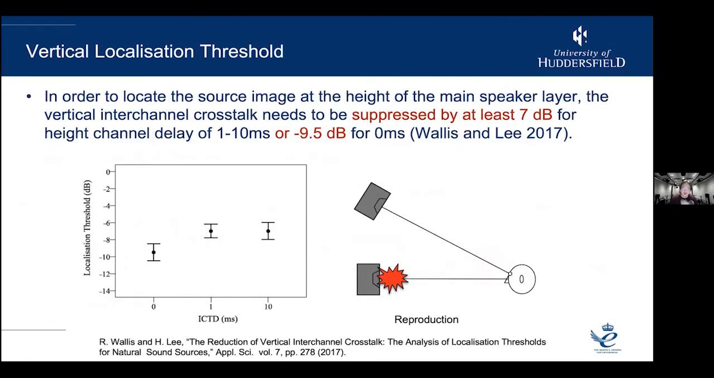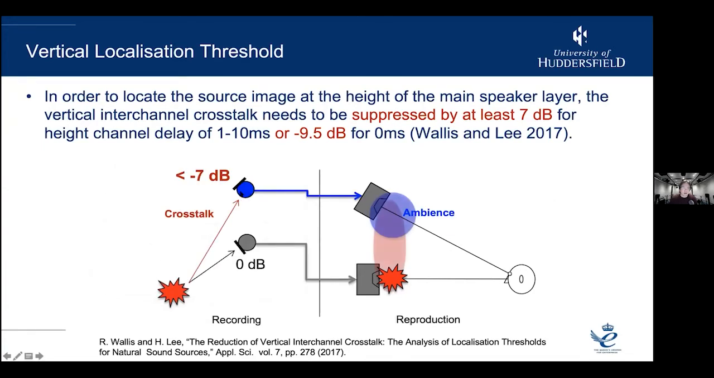So what do we do now? Given the time difference doesn't work, we have to use the level difference. How much level reduction do we need to apply to the height speakers to localize the source image in the main speaker position? We need at least 7 dB for spaced microphone techniques and 9.5 dB reduction for the vertical coincident technique. So we can simply angle the microphone upwards slightly so that we can achieve the 7 dB reduction of the crosstalk compared to the main signal. Then we can ensure that the source image will be localized at the ear height. And we can also reduce the coloration effect as well.